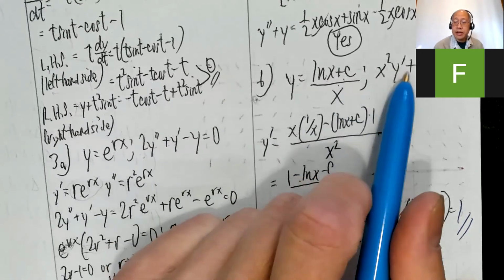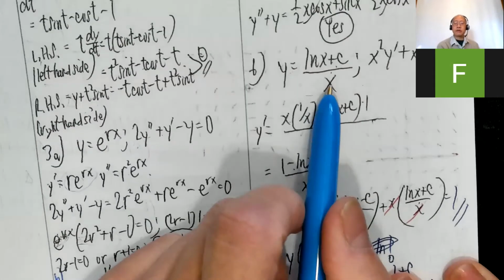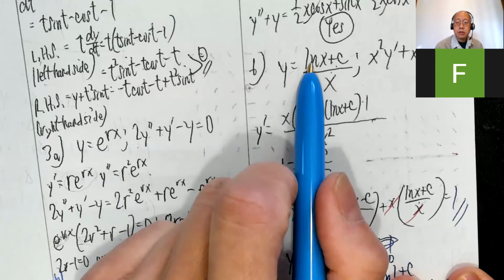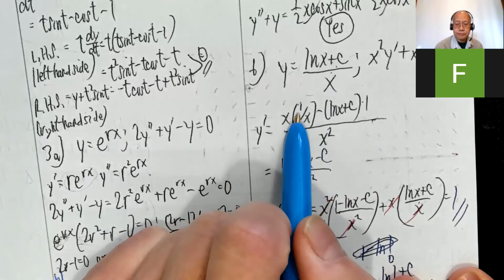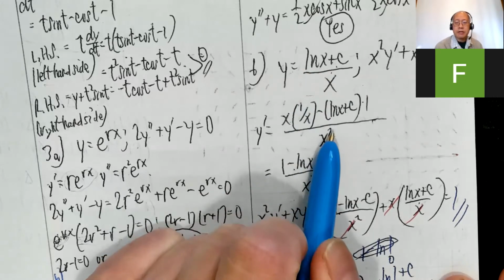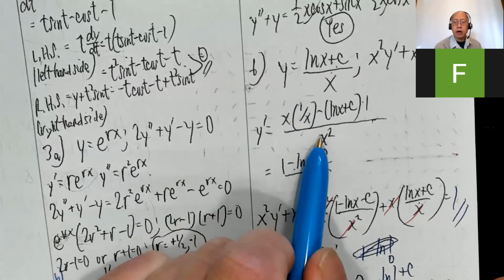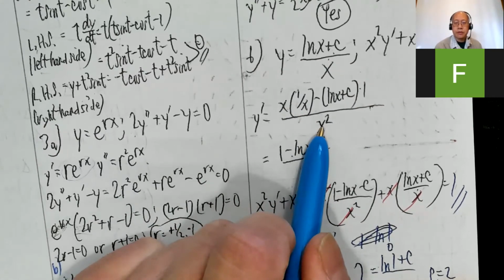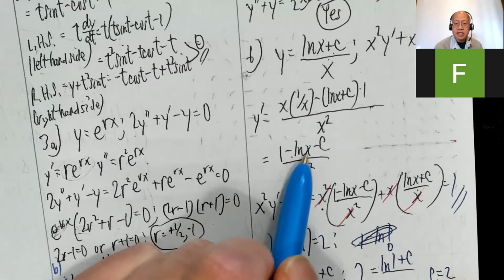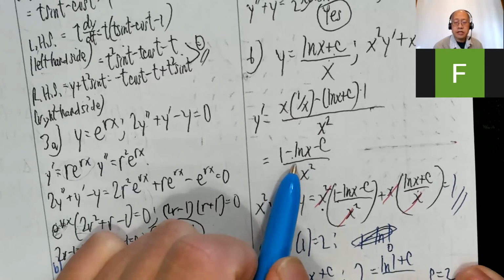All right, so I need y prime. What's the derivative of this thing? Quotient rule, right? So bottom times derivative of the top, 1 over x. Remember, c is a constant. Minus the top, ln x plus c, times the derivative of the bottom, but the derivative of x is just 1, which means you don't really have to write it. All over x squared. Okay, a little bit of cleanup. That's (1 minus ln x minus c) all over x squared. So that's my y prime.